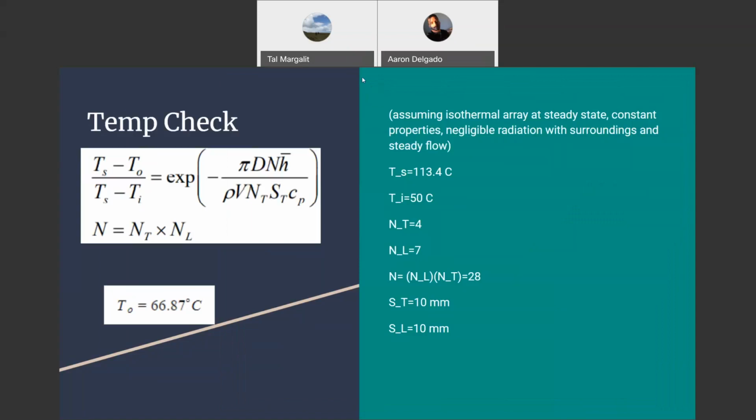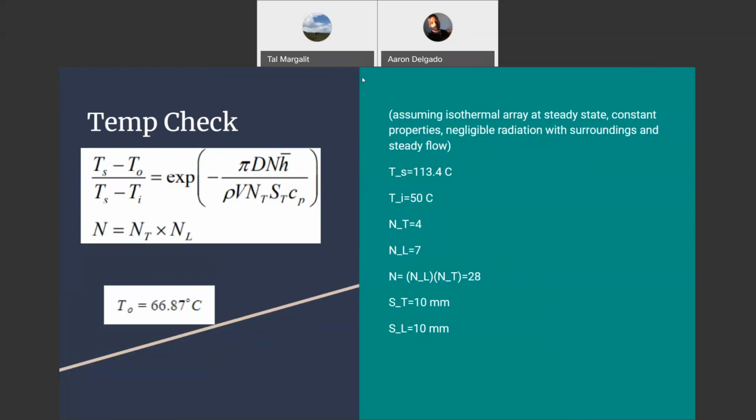In order to begin the external flow analysis, we first had to calculate the outlet temperature of the airflow. To do this, we assumed an isothermal array at steady state temperature with constant properties, negligible radiation with the surroundings, and steady flow. Taking ambient temperature as 50 degrees Celsius and steady state surface temperature as 113.4 degrees Celsius, as calculated in Project 1, we were able to calculate outlet temperature with the following equation. The properties were taken at an average temperature of 58 degrees Celsius. This average was assumed after multiple consistent iterations of guessing outlet temperature.